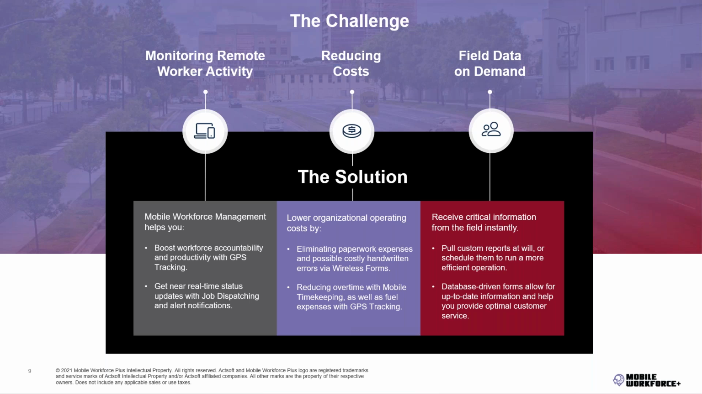So being able to see when somebody gets on site at a job location, and then they're able to change their status to say, either en route, on site and then mark it as completed. Then once that is completed, to have that information come in immediately to the back end. We look at reducing costs. So one of the main areas there is lower organizational operating costs by eliminating paperwork expenses and possible costly handwritten errors via wireless forms.